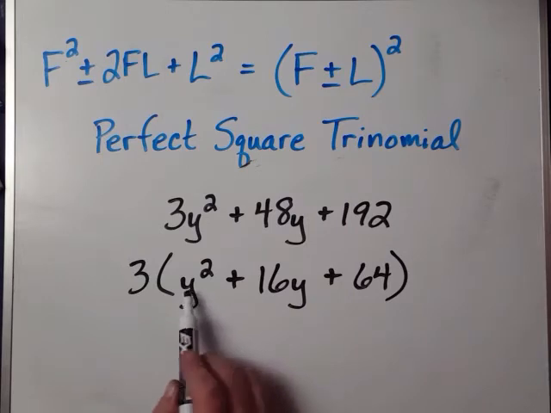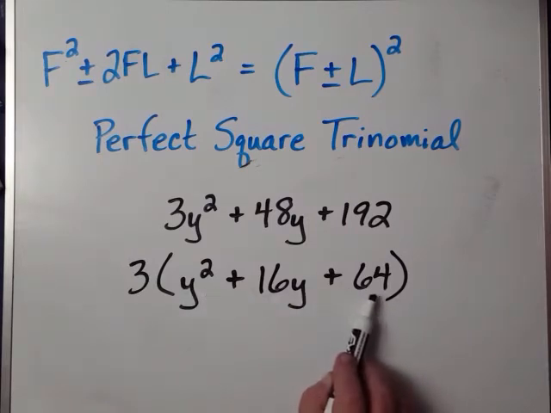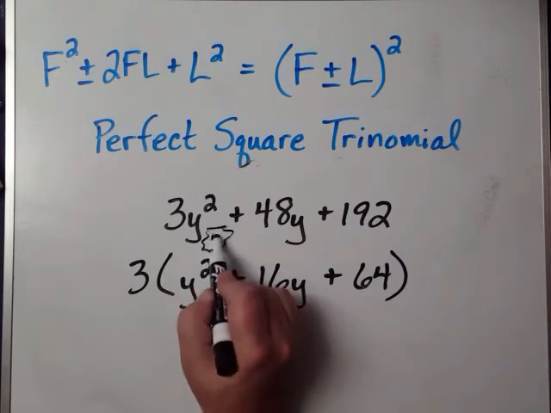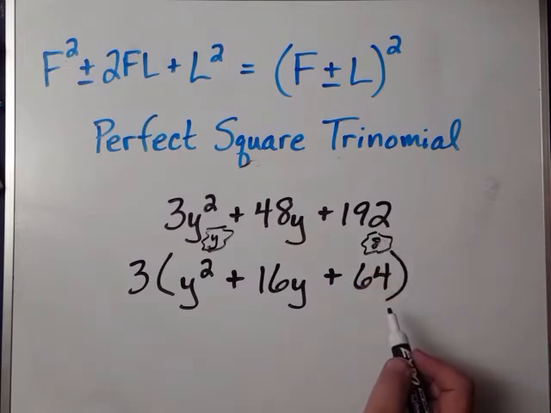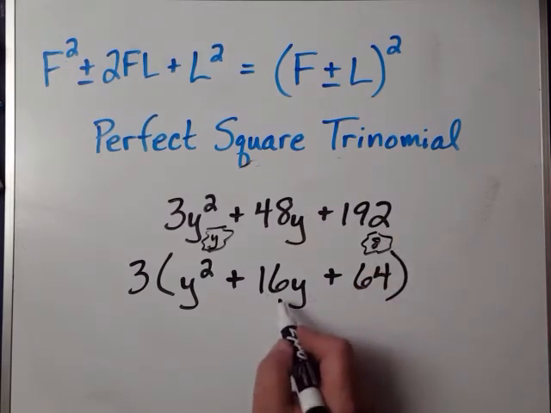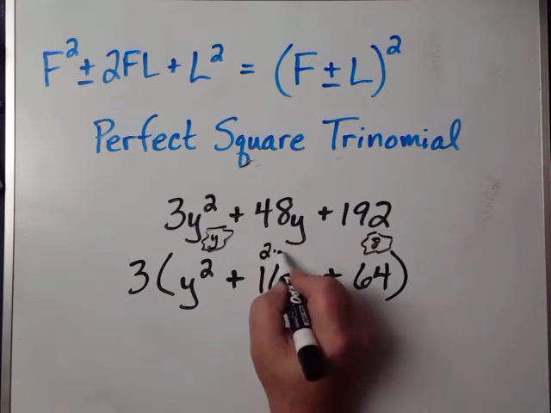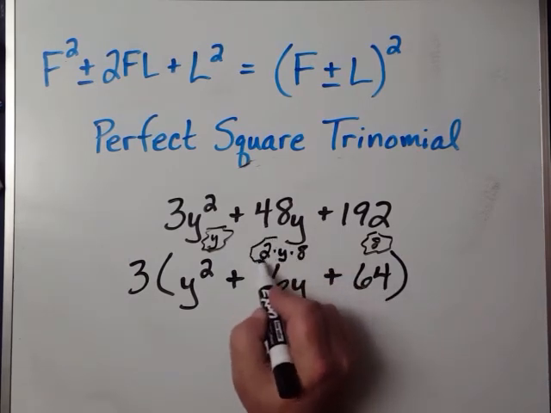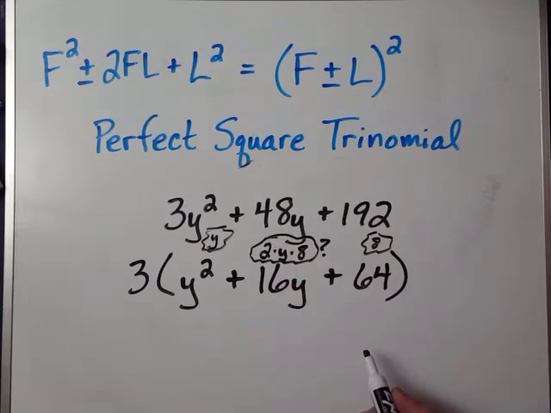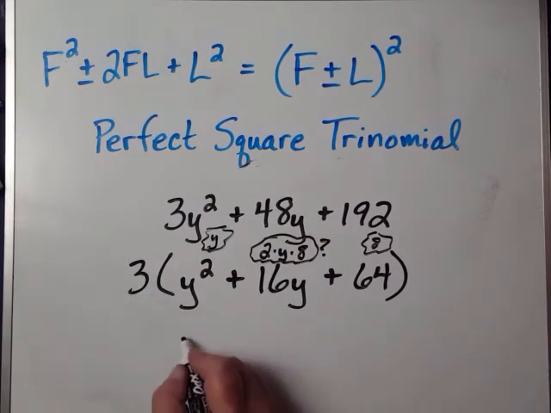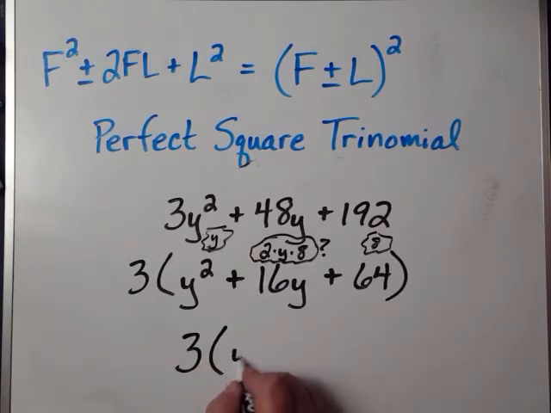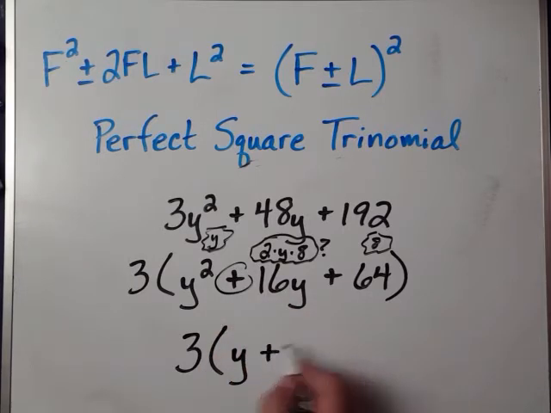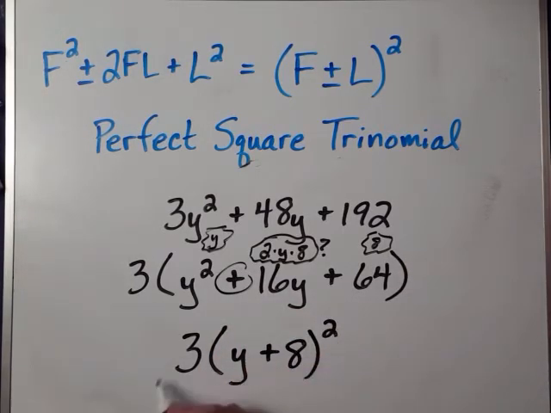Well, looky here. This trinomial starts with a square and it ends with a square. It starts with the square of y. And it ends with the square of 8. I wonder, is this term in the middle double the first times the last? Yes, it is. And so this thing in parentheses is a perfect square trinomial. Don't forget your greatest common factor out front. And then this perfect square trinomial will factor as what? The first, and in this case plus, the last quantity squared.